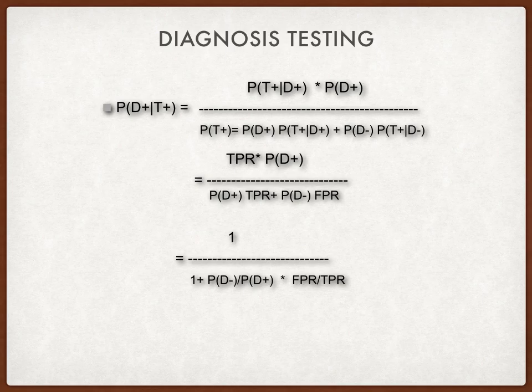The probability of the test being positive given the condition actually exists. This is a true positive, right? Or we call it the true positive rate. In the denominator, we do the same thing and we write P(D+) times the true positive rate plus the probability of not having the condition multiplied by the false positive rate.